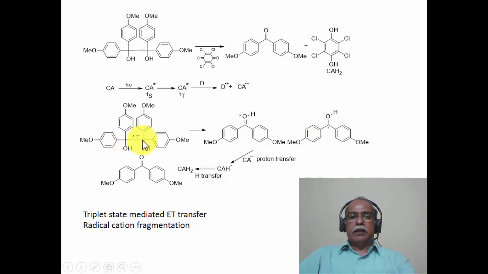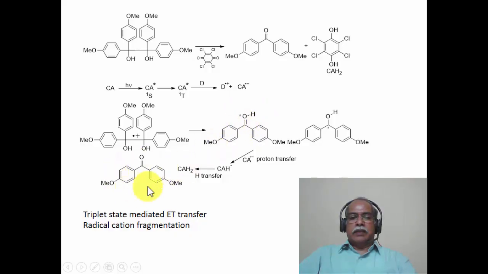Now proton transfer from this to the anion radical of chloranil produces the semiquinone radical. The semiquinone radical accepts another hydrogen atom from this particular species here to produce the reduced compound of chloranil, which is this particular compound over here, and in the process it produces 2 molecules of the paramethoxyphenyl ketone as the final product. So this is an example of a cation radical fragmenting. The pinacol is fragmenting to the corresponding benzhydryl radical and the benzyl protonated ketone, which is a final product. Deprotonation essentially produces the final product as the ketone in this particular case.